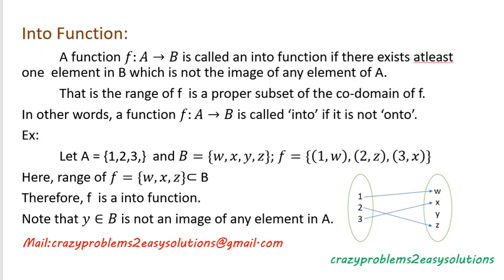The range of f is a proper subset of the codomain of f. In other words, a function f from A to B is called into if it is not onto. For example, with {1, 2, 3} and {w, x, y, z}, we map 1 to w, 2 to z, and 3 to x. So this is an into function.